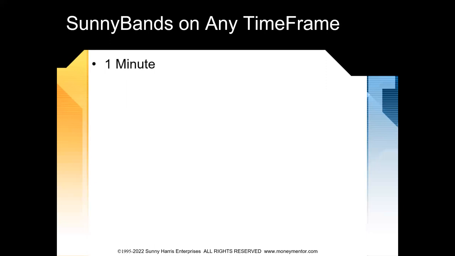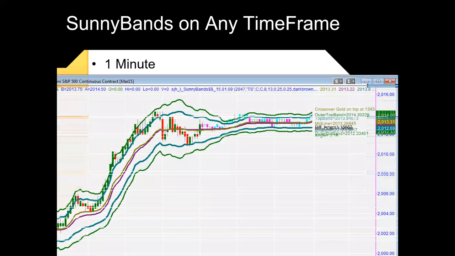Here we have sunny bands on different timeframes. There's a 1 minute chart. And again, I've got colors showing me something. Green and red candles are the day session, right? And when it gets to the overnight session, they turn magenta and cyan, or whatever colors you want to set up. You can customize the colors, of course, but it lets me know what the evening session is. I trade differently in the evening session from the day session.